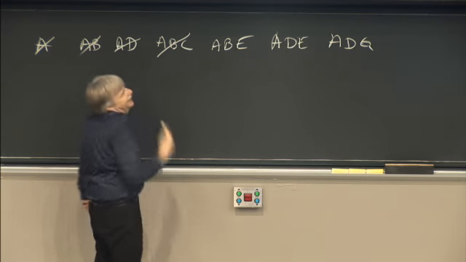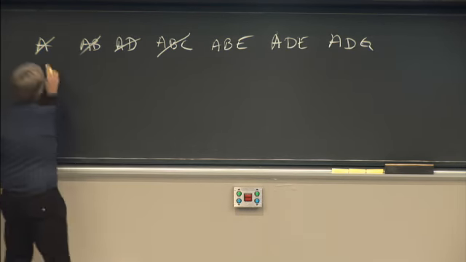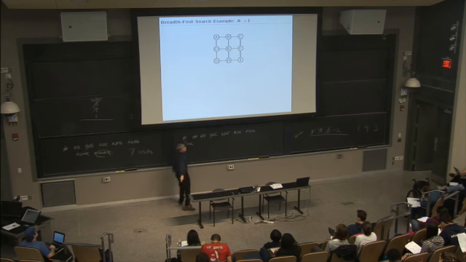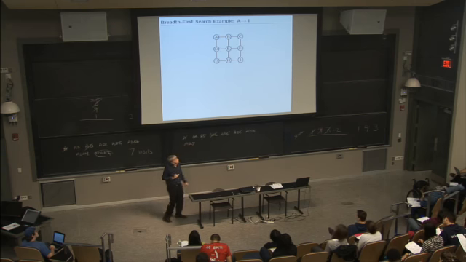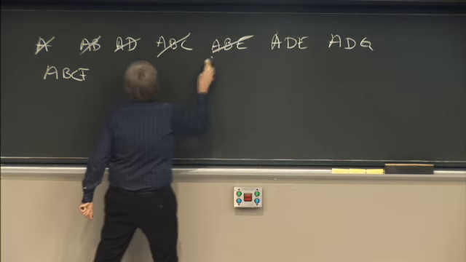Pop off the first guy, ABC. Stick in his children. ABC could go to B or F. It looks like F is the only one that makes any sense. ABCF, that looks right. Then ABE, put his children.